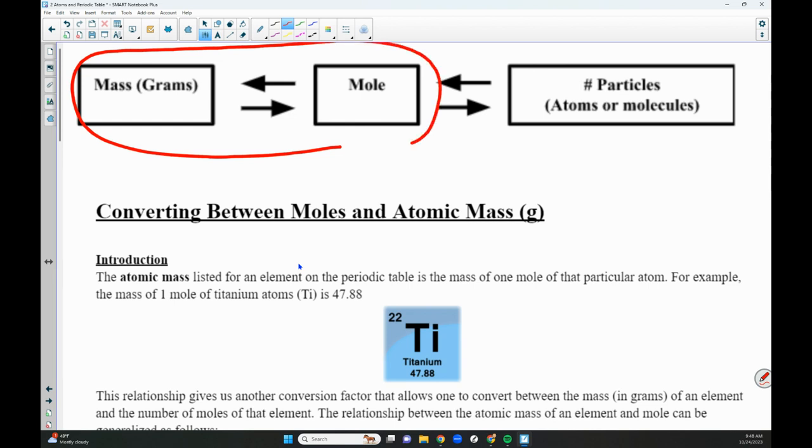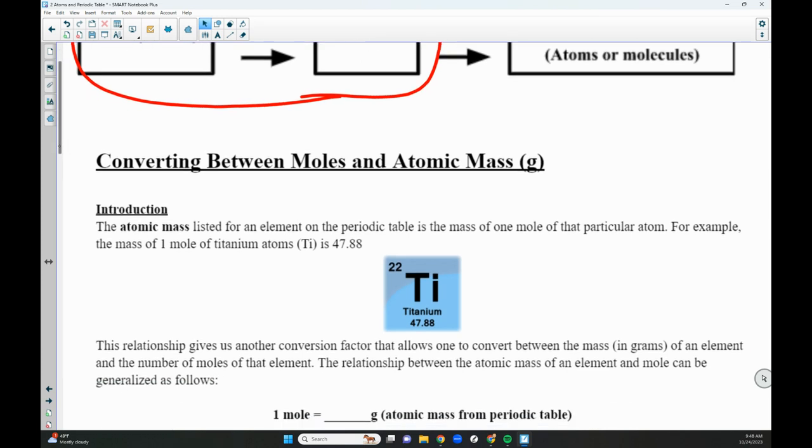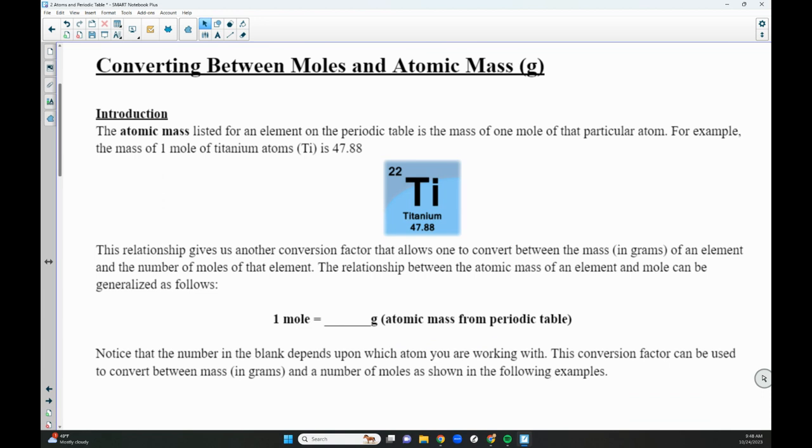So single step conversions from either mass to moles or moles to mass. So let's get into it down here. The first thing to note is when you look at the periodic table, you are going to see a decimal number here at the bottom of the periodic table. And that is our atomic or molar mass. So that is the mass in grams of 1 mole of a particular atom.